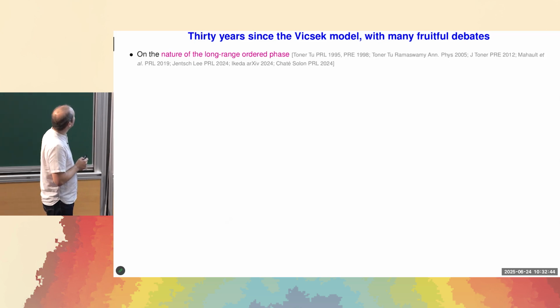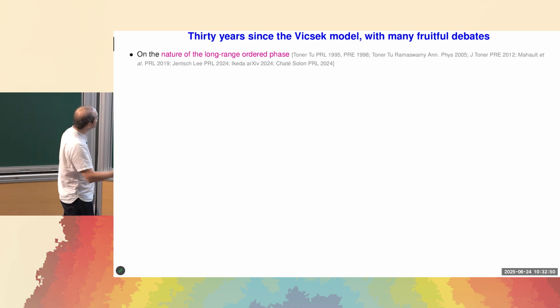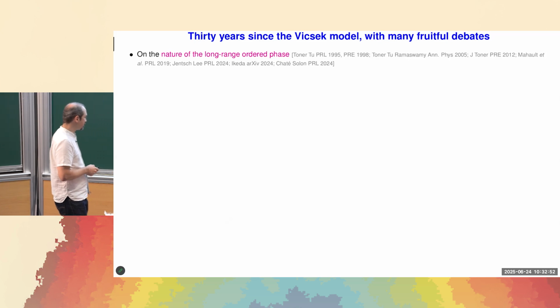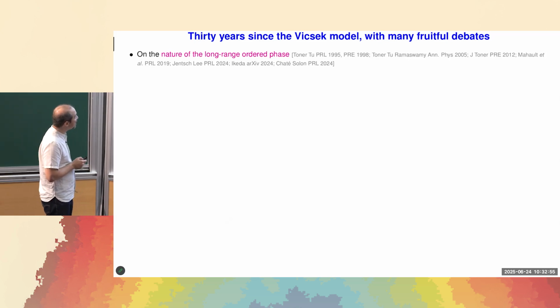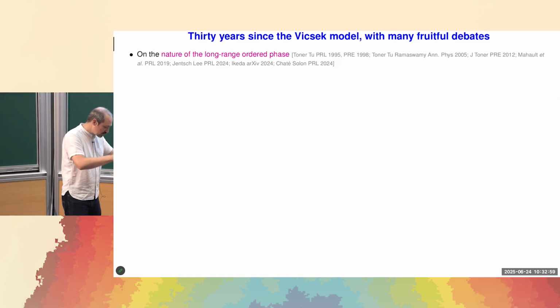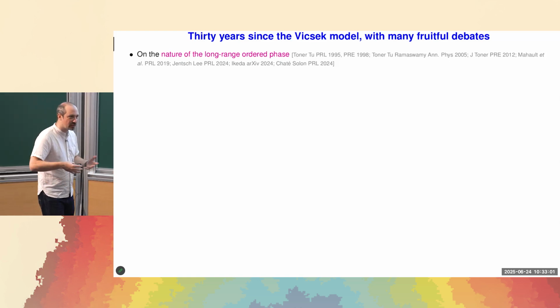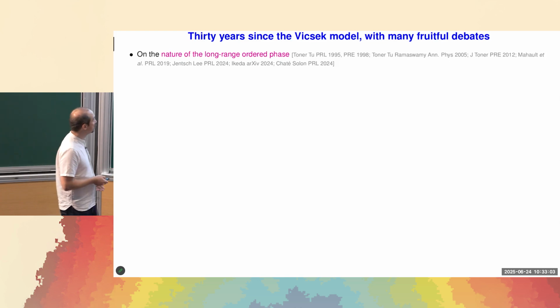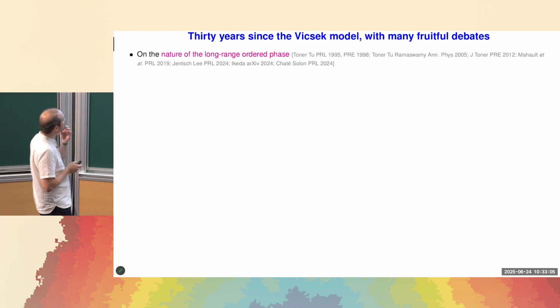And the first one was on the nature of the long-range ordered phase. So Toner and Tu in 1995 produced a theory that explained the existence of the long-range ordered phase, detailed in 1998. And then in 2005, they said, no. We had written this phenomenological model to explain our system, but actually we forgot a term that was allowed by symmetry, which Sriram Ramaswamy noticed.